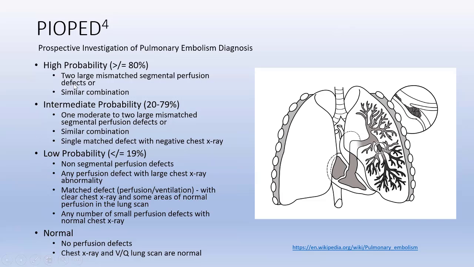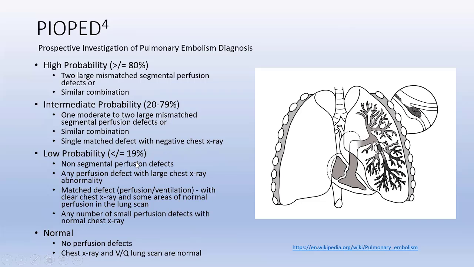So as you notice here, if you have 2 large mismatched perfusion defects, that is perfusion to ventilation or similar, then you know that you have a very high probability of having PE. Intermediate, you have 1 to 2, preferably more towards the 1 moderate to large mismatch with similar combination, negative for chest x-ray. Now you're coming down to the intermediate. Low probability, no segmental perfusion defects. And then of course, normal, meaning no defects, normal looking chest x-ray, normal looking ventilation, normal looking perfusion scan, we're good to go.